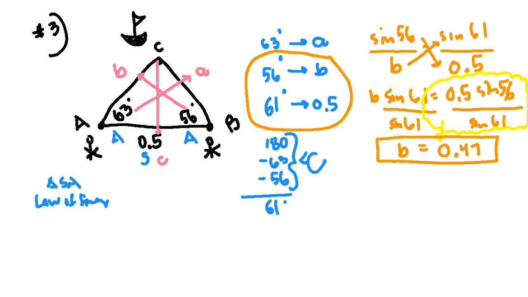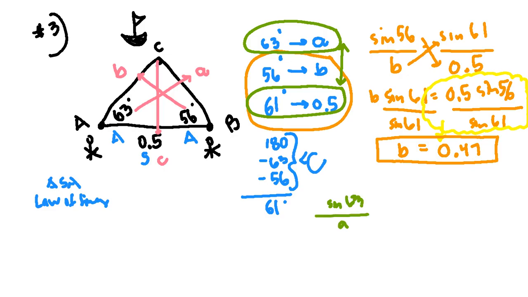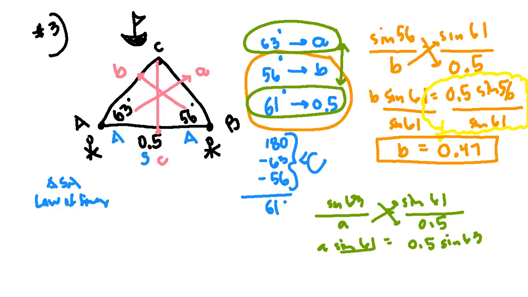All right, I have to do it once more. Let's go to green. And this time I'm looking for A. I'm going to use that 63 corresponds with A, and I'm going to use these green facts to set up my second proportion. You could use B, but the problem is if you made a mistake, you're stuck. So I've got sine of 63 over A equals sine of 61 over 0.5, cross multiply. A times sine of 61 equals 0.5 sine of 63. Divide this side by sine of 61. Divide this side by sine of 61.